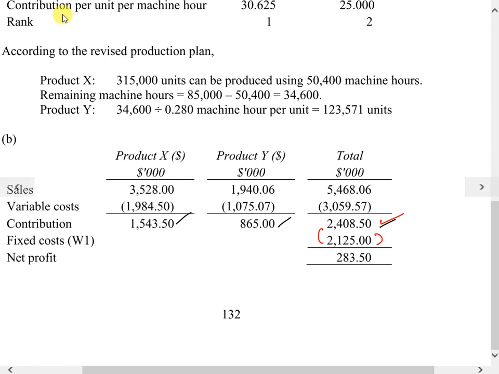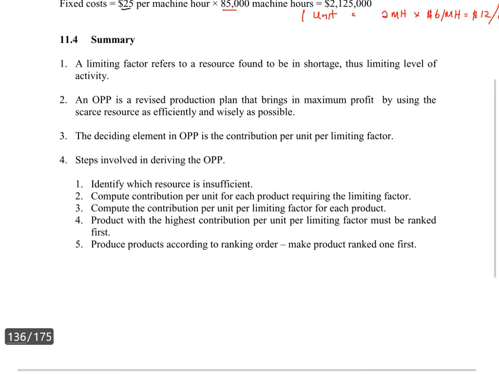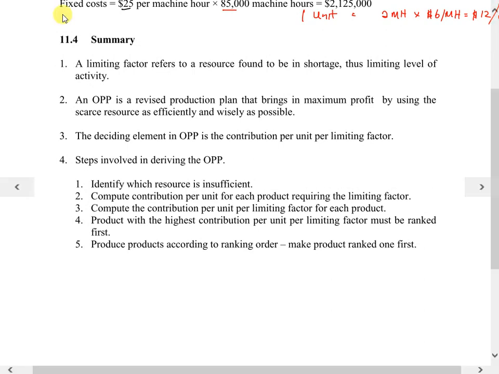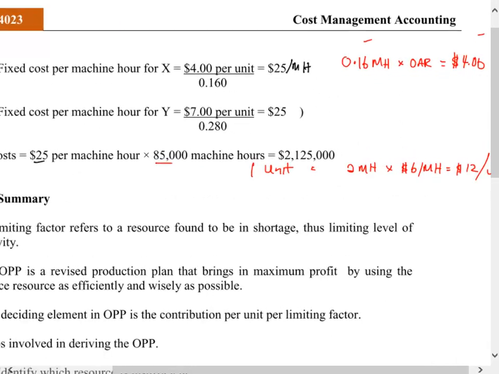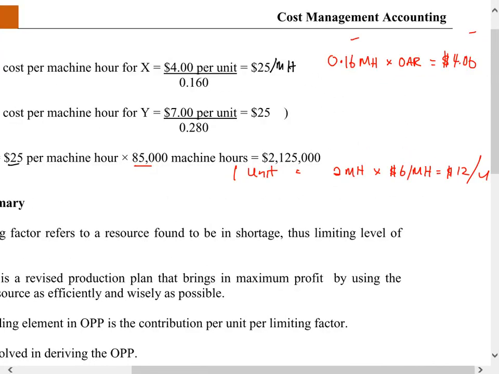So for this question, the confusing part will be this one only. It's like 1 unit requires 2 machine hours, and I absorb $12 per unit. So we find this.